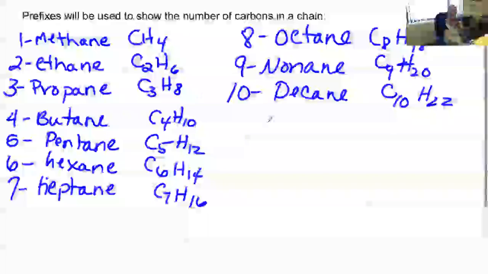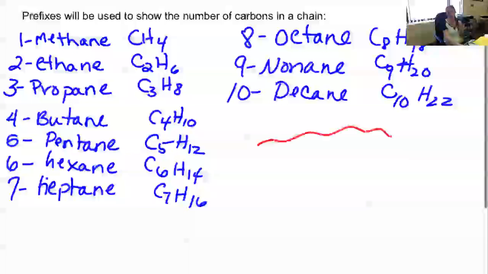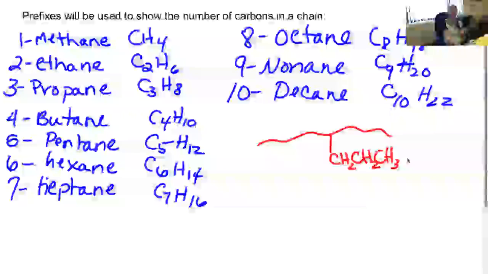But if I have a propyl group, that means I have some long chain of carbons, and then off of that main chain I have 3 carbons. This would be a propyl group. Whereas propane is C3H8, a propyl group has kind of lost a hydrogen there, and it's connected to this main chain of however many carbons I have there.